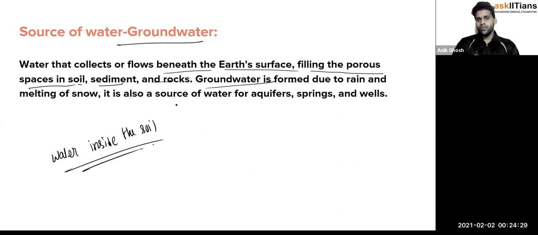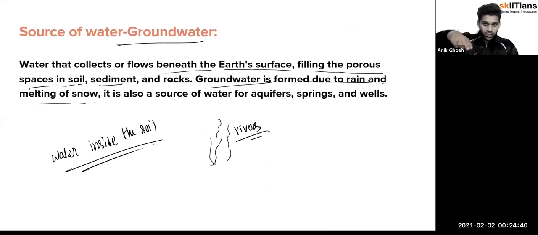Groundwater is formed due to the rain and the melting snow. Because the melting snow and the rain both form rivers and all, and they are just flowing over the ground. So the waters inside the lakes and the rivers and all the fresh waters just sift down to the ground through the infiltration process. So that is also a source of groundwater. We can also call it aquifers, springs, and wells. So these are the sources of groundwater.